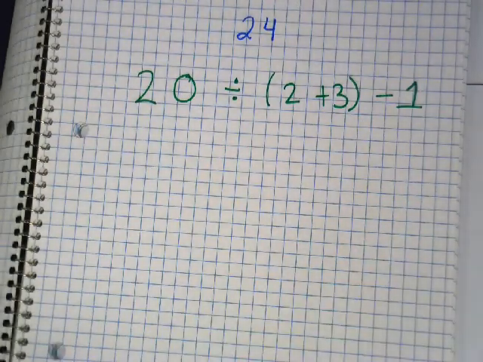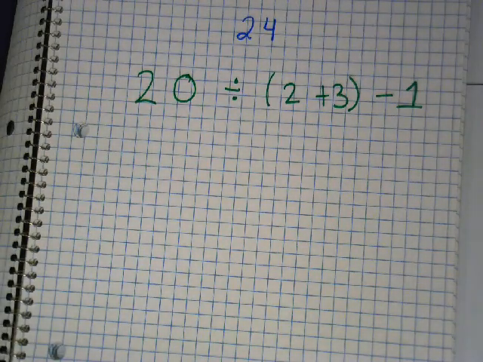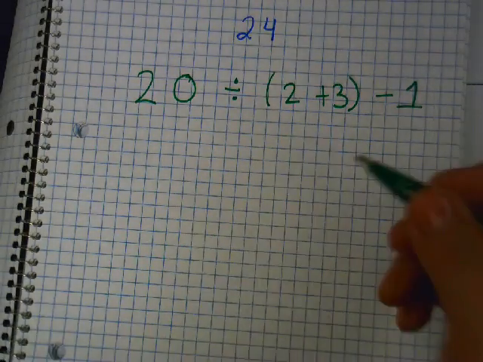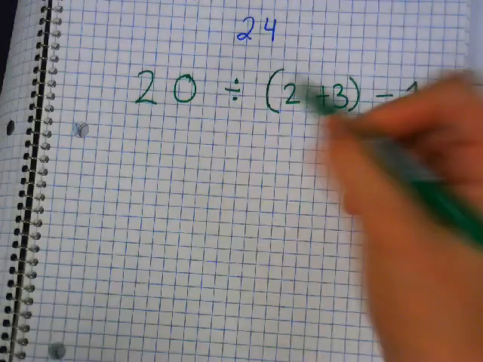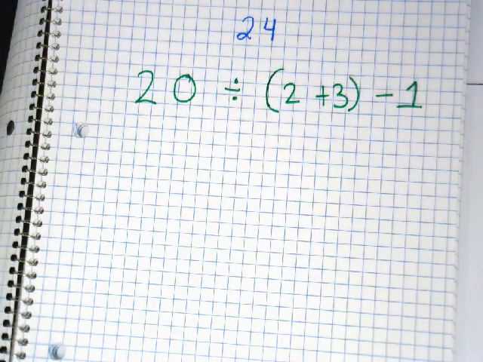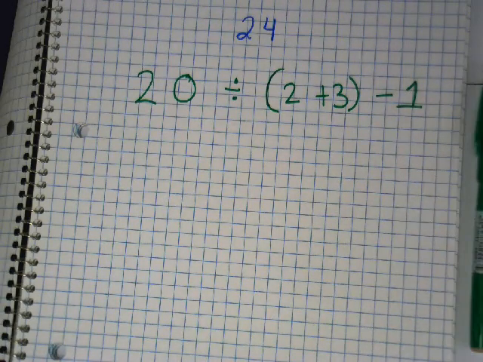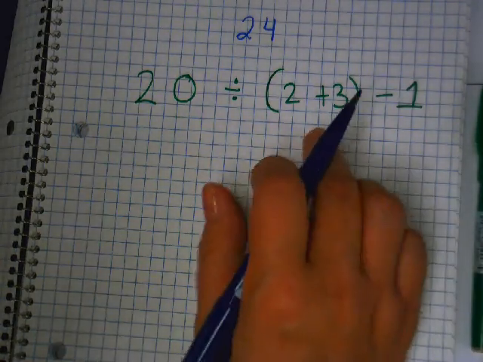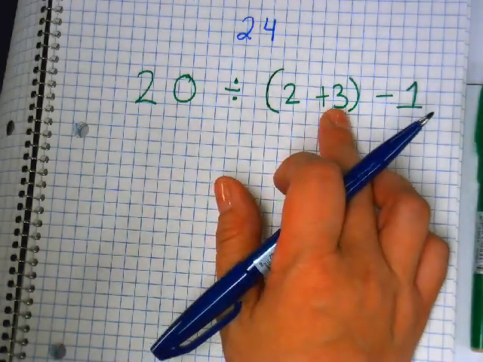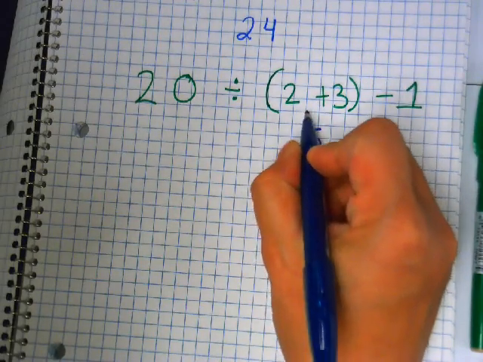All right. So what did we have new in this problem? We have parentheses here, right? So order of operations says I gotta do the parentheses first. What is 2 plus 3? 5. So this gives me 5.